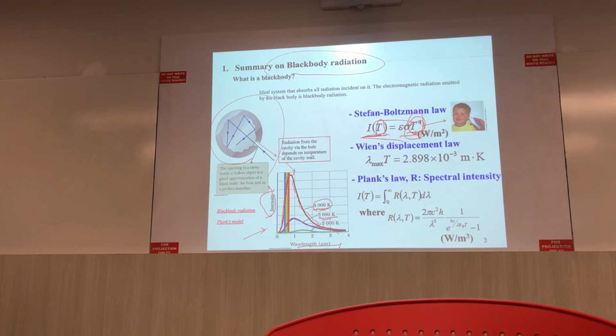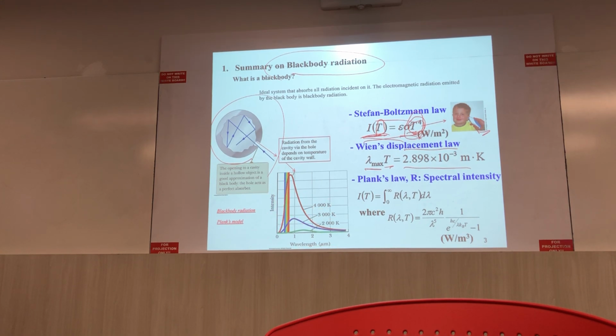That's why we use Stefan Boltzmann's law to make a thermometer, because a small change in the temperature will just amplify the intensity. Then Wien's displacement law states that the wavelength maximum times the temperature is always constant.